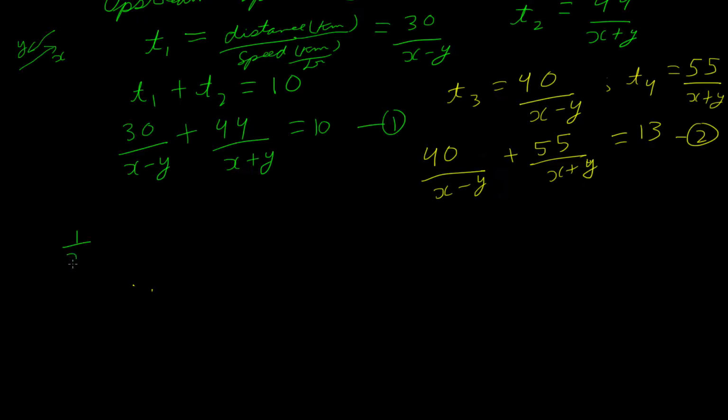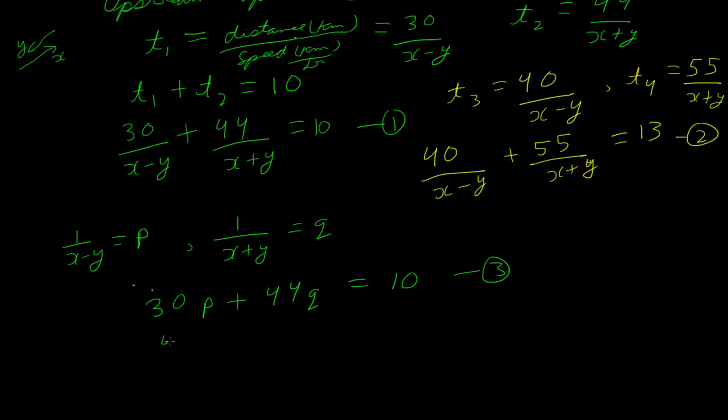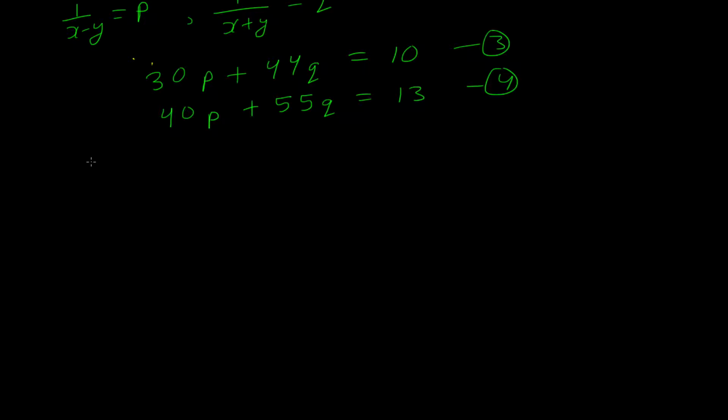So let's say we take 1 by x minus y as p, and 1 by x plus y as q. So the equation modifies to 30p plus 44q is equal to 10. Let's say this is equation 3, and the other equation modifies itself to 40p plus 55q is equal to 13. So we are in familiar terrain now. We have two linear equations in standard form, and we just need to solve for p and q. So let's use our knowledge of the cross multiplication method here. 30p plus 44q minus 10 is equal to 0. 40p plus 55q minus 13 is equal to 0.